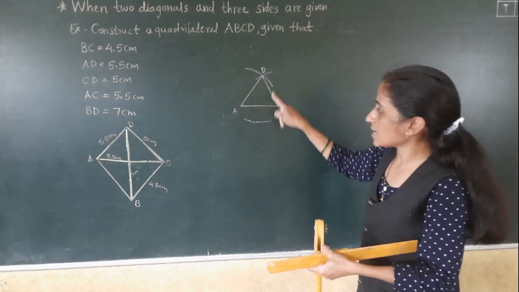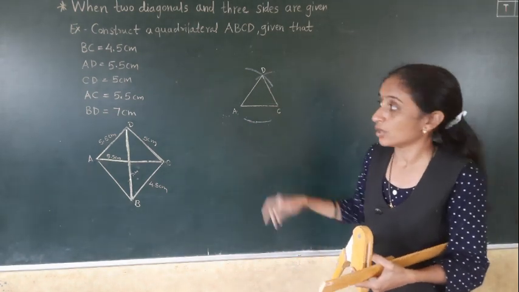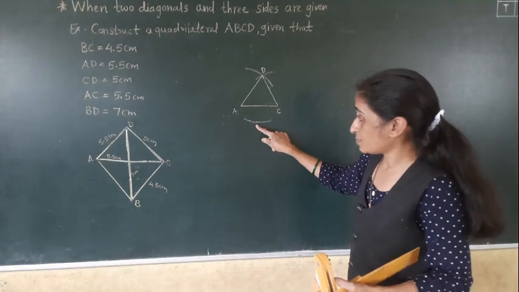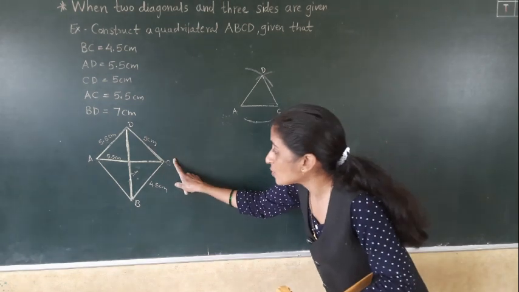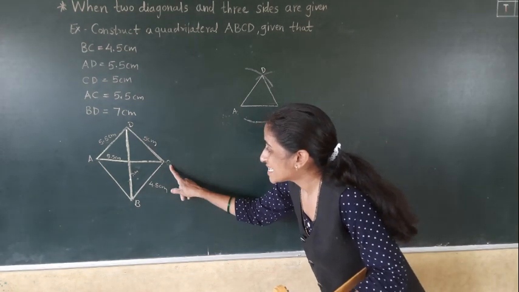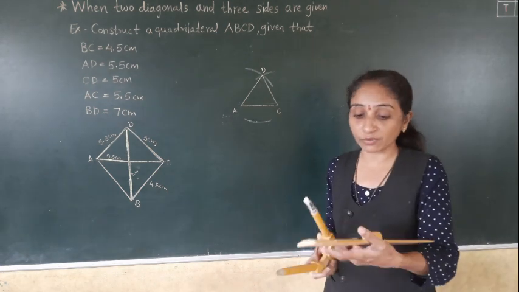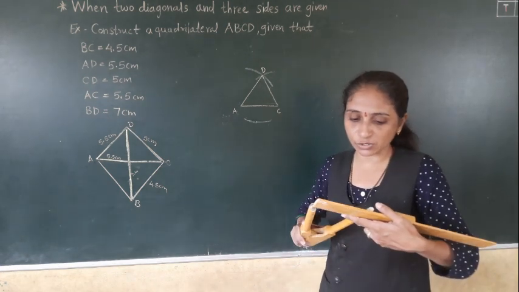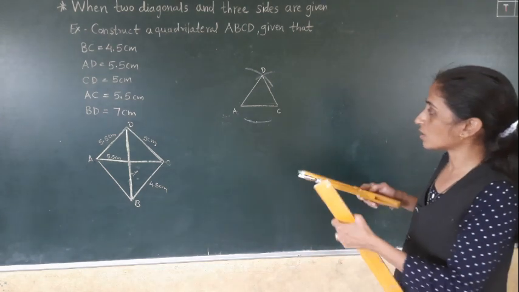Okay. D as a center and with 7 centimeter radius draw an arc. So B will come somewhere here. Now what we know? BC we know. CB, how much is it? 4.5 centimeter. Now take 4.5 centimeter radius in your compass.